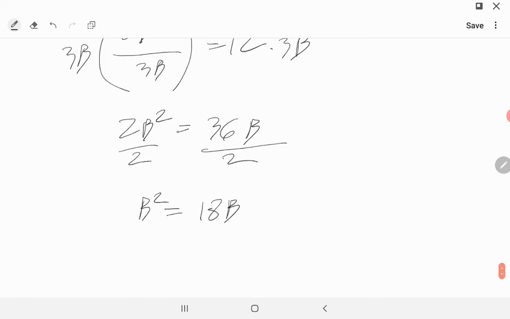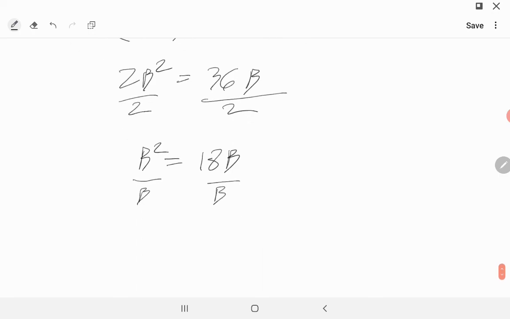And then we have a couple ways to do it. The easiest way is just divide both sides by B. Obviously B could be 0, but that causes complications because we're dividing by 0. And so we get B equals 18. So B would be 18 hours and A would be 36 hours. And so that's about as hard as one of those questions will get.